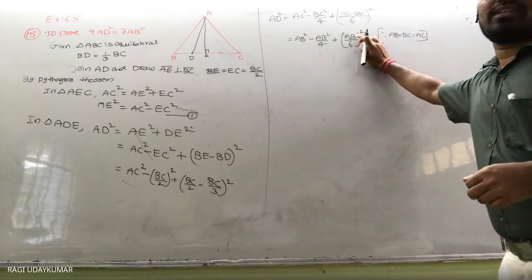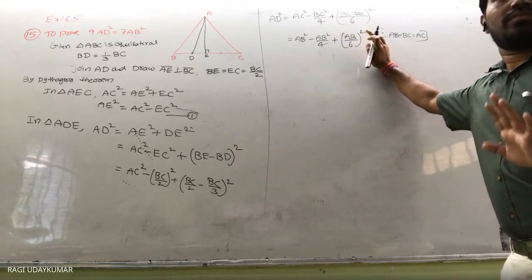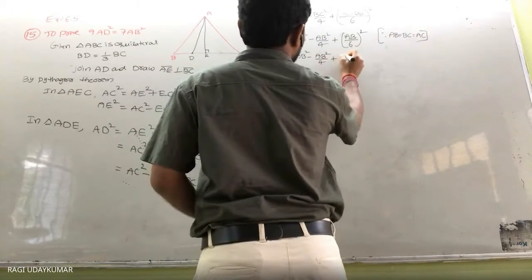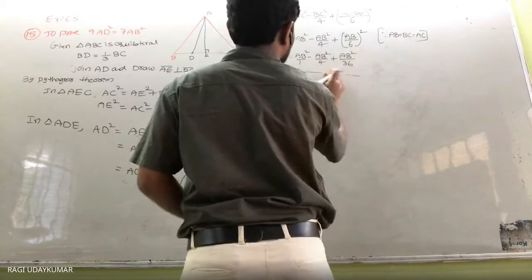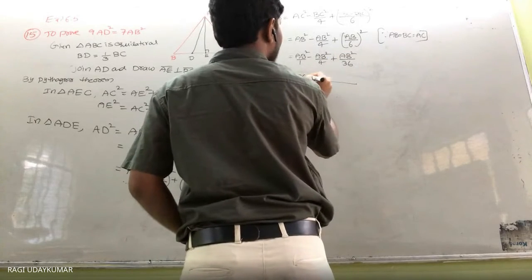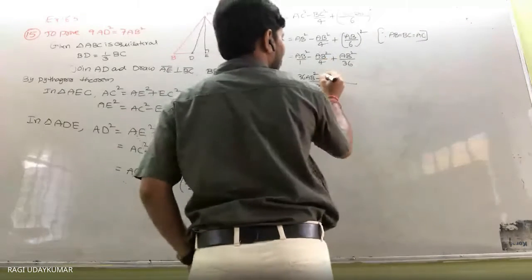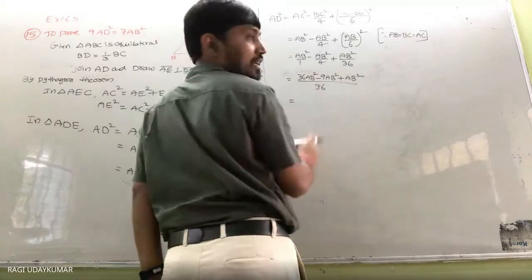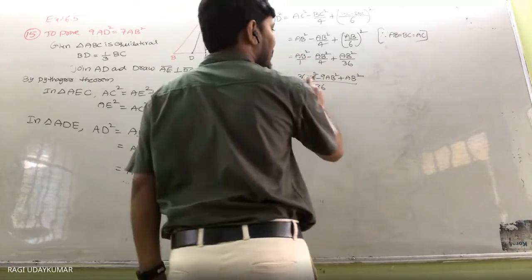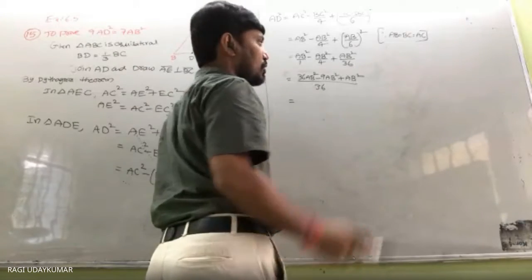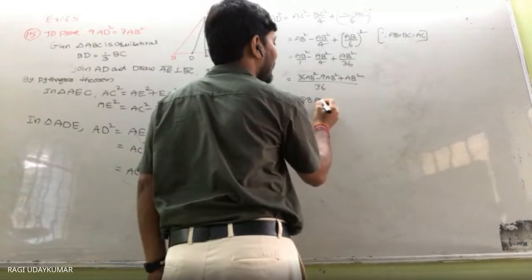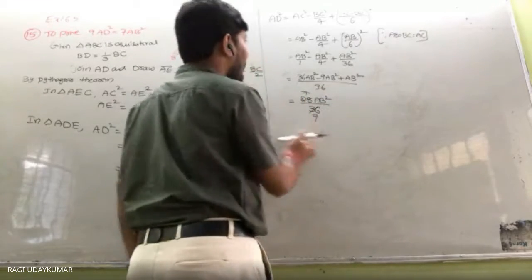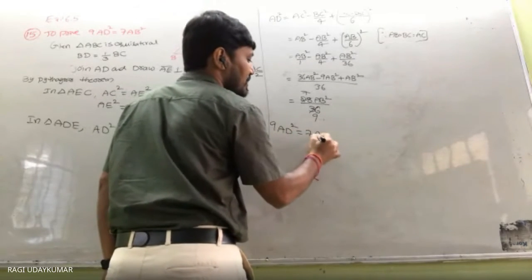Here actually we are going to get BC. BC also you replace by AB. Is it clear? Now what do you get here? AB square minus AB square by 4 plus AB square by 36. LCM will be 36. So 36 AB square minus 4 nines, 9 AB square, plus 1 time AB square is equal to, 36 minus 9, 27, plus 1, 28. 28 AB square by 36. 4 sevens are 28, 4 nines are 36. Take this 9 to the other side: 9 AD square is equal to 7 AB square.